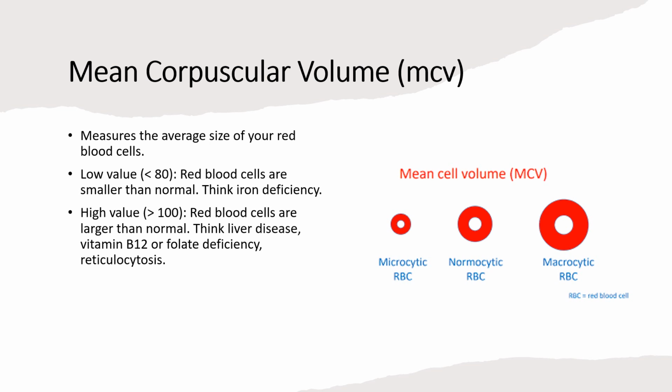High MCV means that the red blood cells are larger than normal. Most commonly, this is seen in liver disease, B12 deficiency, folate deficiency, as well as something called reticulocytosis, basically the generation of lots of young red blood cells. If you have a dialysis patient who's new to dialysis, you give them lots of Mircera and iron, they'll start cranking out lots of young red blood cells, and young red blood cells are called reticulocytes, and they are larger than older red blood cells.